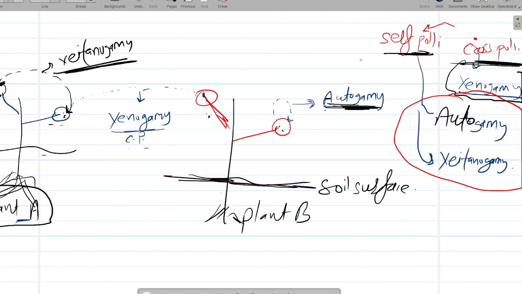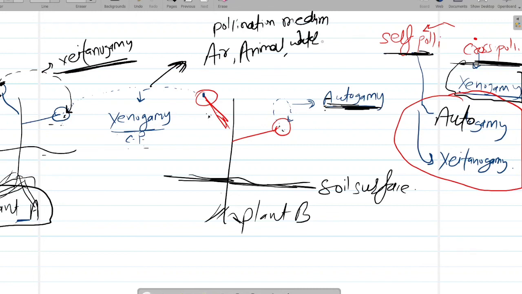I hope you now get the whole preview, the whole process of pollination, and this process can be helped by many pollination mediums. It can be a biotic factor, it can be air, it can be any animal, or it can be water. These are the pollination mediums that help in the pollination process.